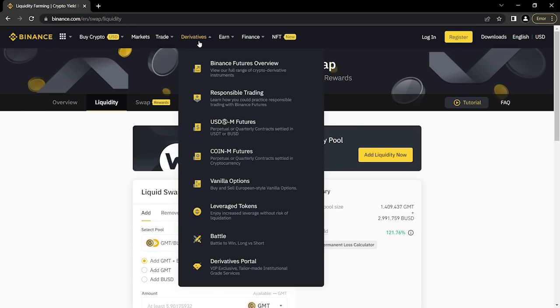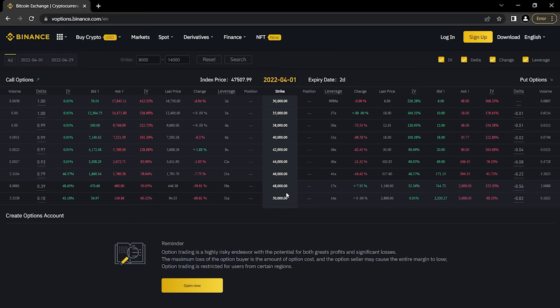Derivatives. Derivatives provide responsible learning options for practice trading with Binance Futures. Below you can see USD-M Futures and Coin-M Futures. Vanilla option is a way to buy and sell in European style vanilla options.